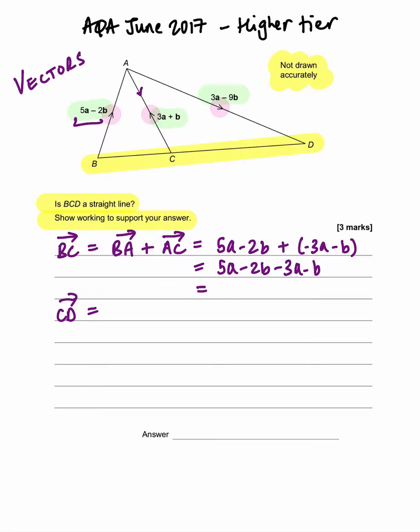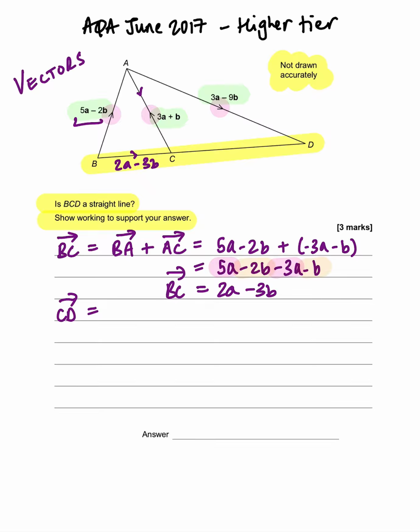So we're going to simplify this vector for BC by collecting like terms. So we have 5A subtract 3A. 5A subtract 3A leaves me with 2A. And then we have minus 2B minus B. So we have minus 3B. So the vector BC is 2A subtract 3B. So we can write that on there if we want, and we're going B to C, so we're traveling in that direction. We're now going to do the same.